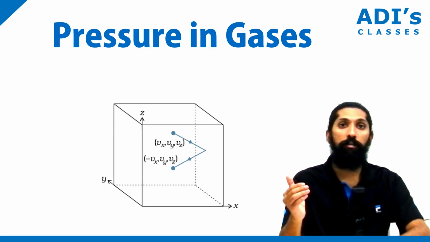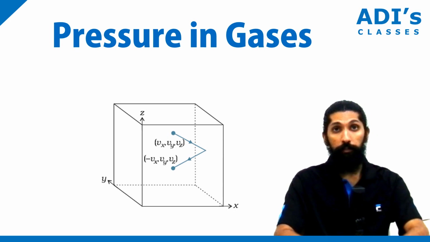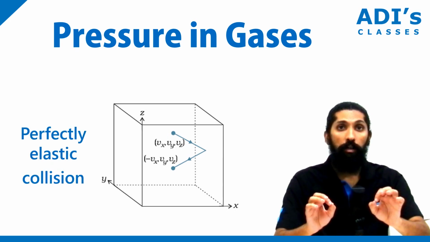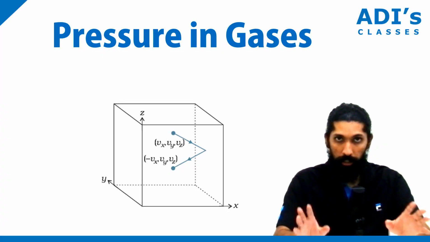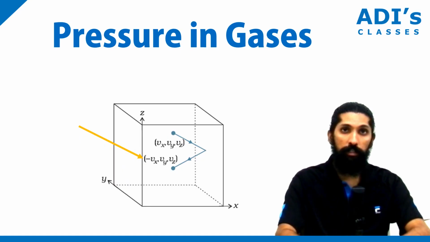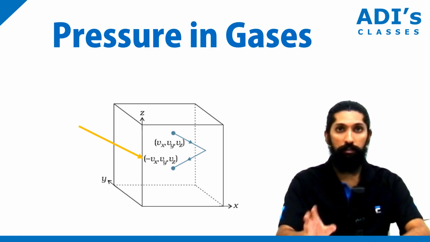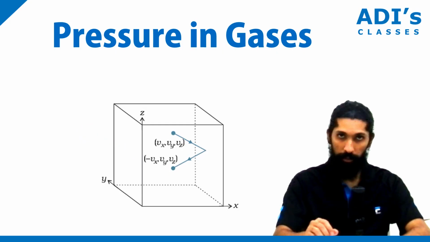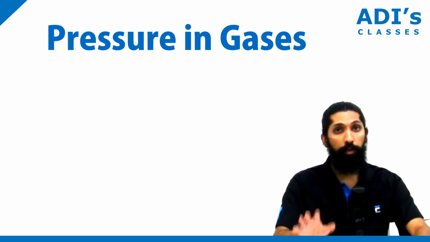After hitting the wall of that particular container, it's bouncing back. That means we are taking a perfectly elastic collision, with no change in the energy or velocity whatsoever. So after collision, we are going to have minus Vx, Vy, Vz. Only the x-axis is changing; the y and z axes are going to be the same. Fair enough? Now, we are looking at the pressure, correct?